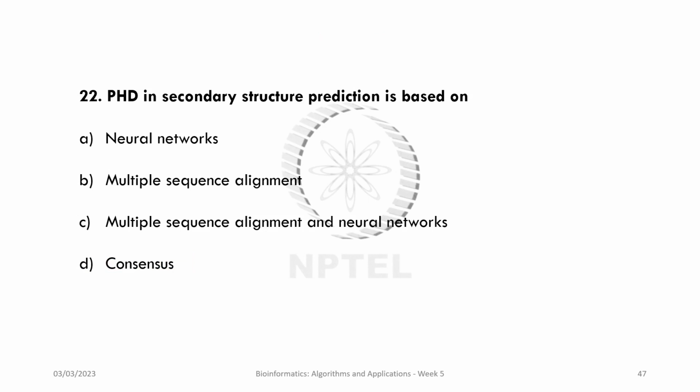PHD in secondary structure prediction is based on neural network, multiple sequence alignment, and neural networks consensus. Thank you, Devangana and Nagamani. C is just A plus B, right? Consensus is a separate way of doing this. So PHD involves just multiple sequence alignment and neural networks.